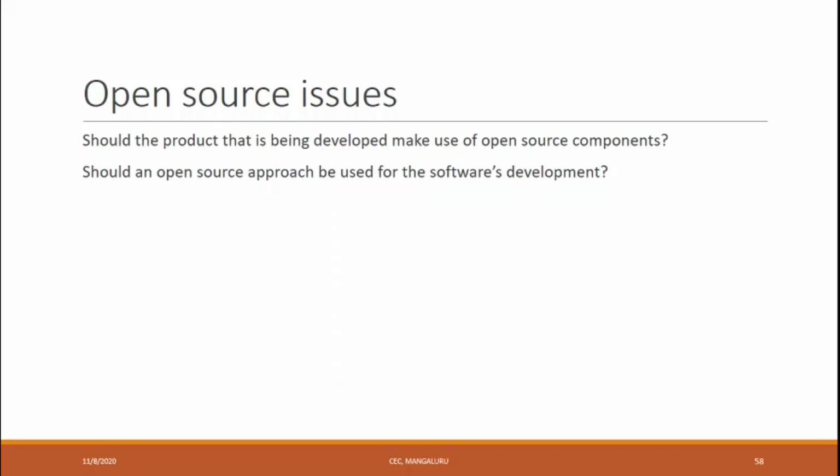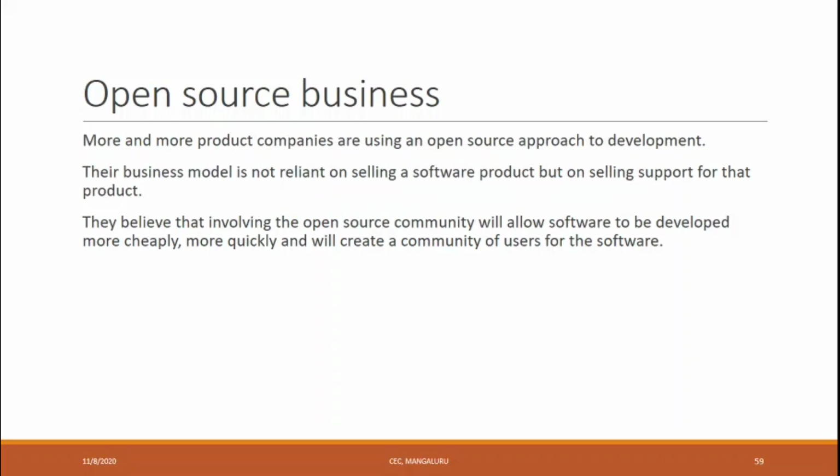These are the two issues that we have seen in open source. In open source business, more and more product companies are using an open source approach to development, because its cost is very low, and their business model is not reliant on selling software products. They believe that involving the open source community will allow the software to be developed more cheaply and more quickly, and will create a community of users for the software.